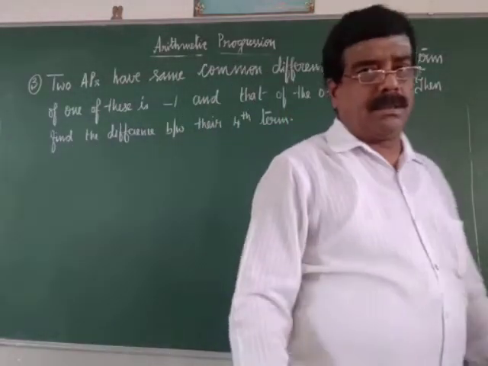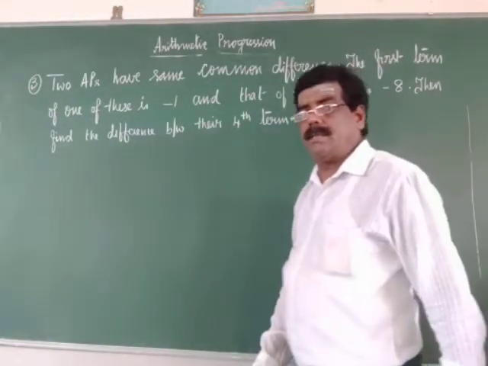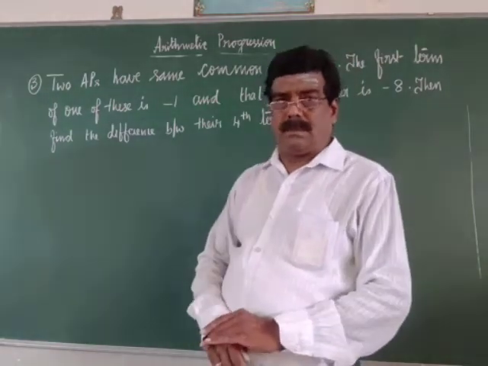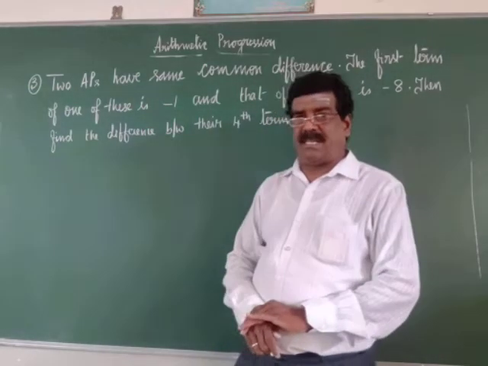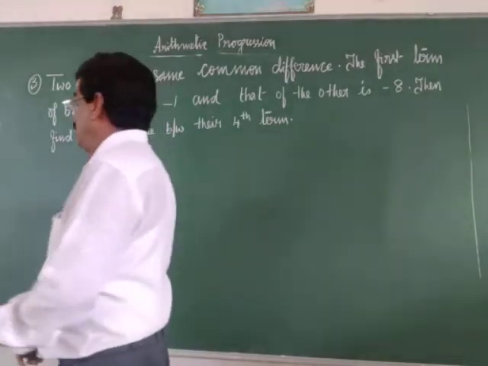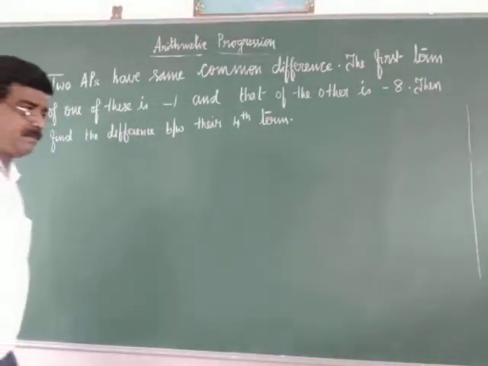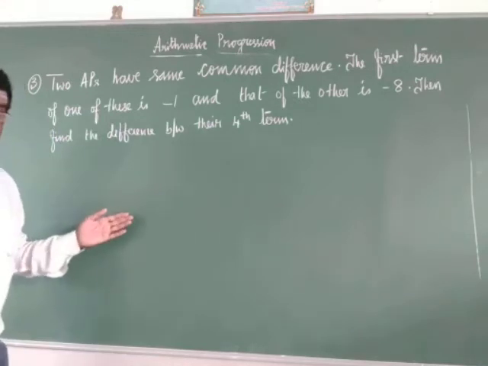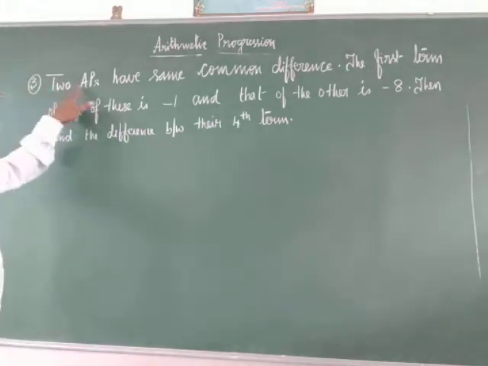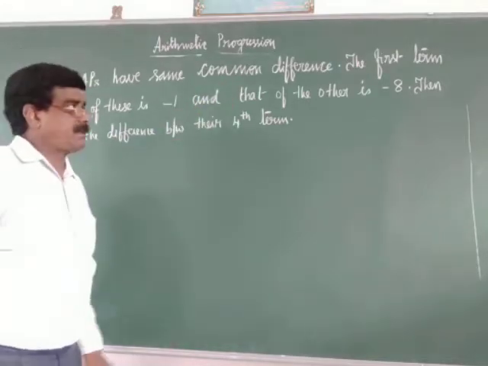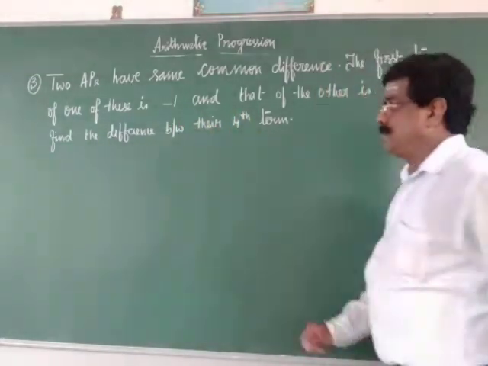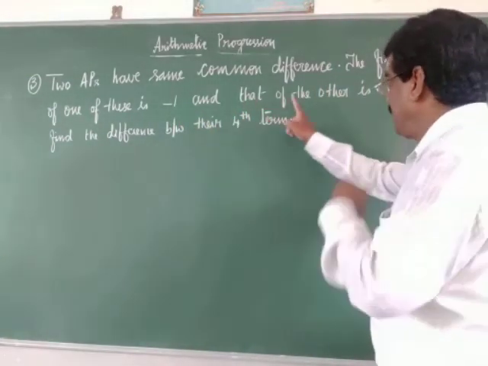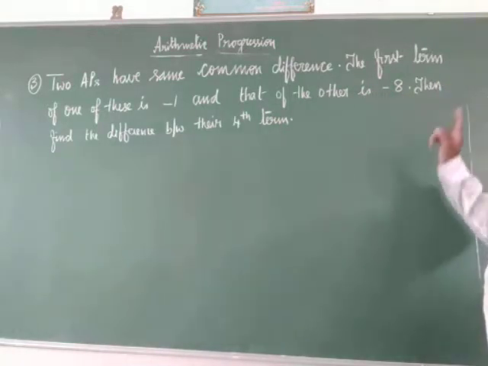Yes, children. Here is a sum again. This is not there in the textbook. This is taken from the exemplar. So I used to say, practice the exemplar sums. See, yesterday we did this type of sum in the previous class. That's another concept. But look at the same one. Two APs have the same common difference. The first term of one of these is -1 and that of the other is -8. Then find the difference between their fourth terms.